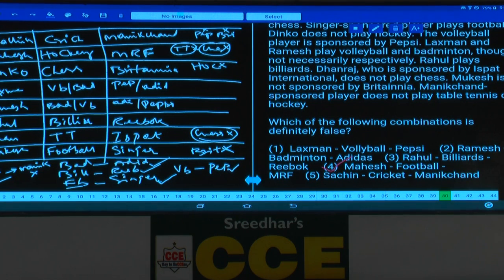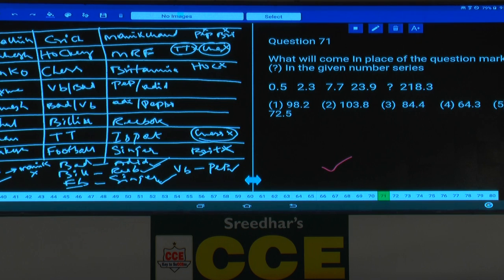Number series done. Any doubts in this? 71 to 75. Now 71 to 75 are number series type of questions. What is given in this one? 71. Yes, tell me the answer. Now question number 71, then what is the number here?